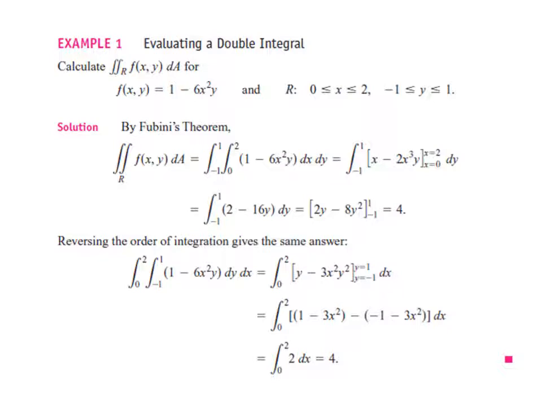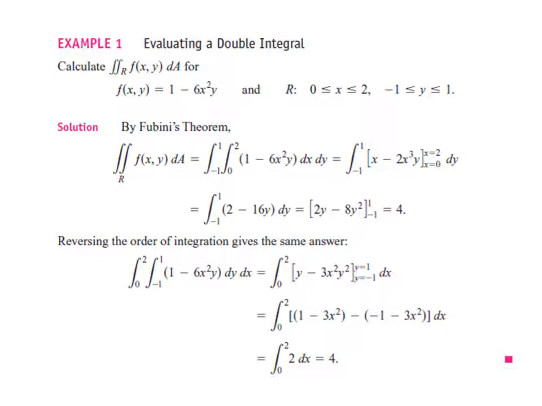So here I integrated with respect to x. Integration of 1 is x, and 6y is constant; x squared integrates to x cubed by 3, 3 and 6 get cancelled, remains 2. Let us apply the limits x equal to 0 to 2, dy. Applying the upper limit, where x is 2, we get 2 minus 16y dy. Now let us integrate with respect to y.